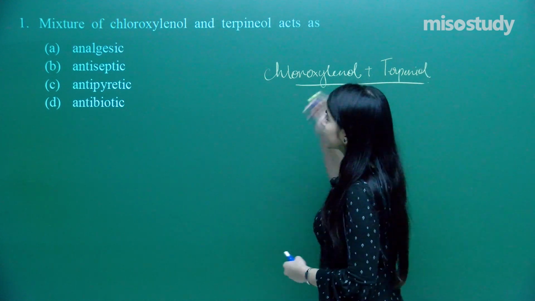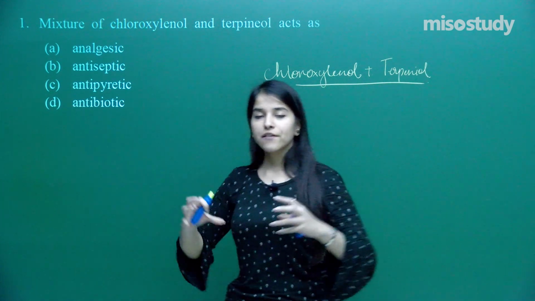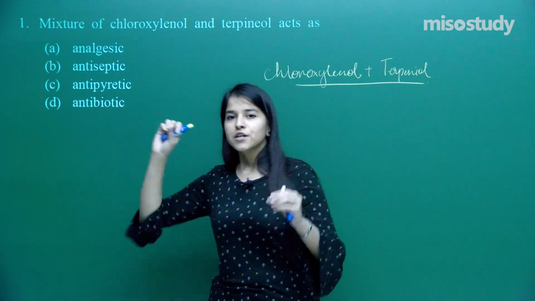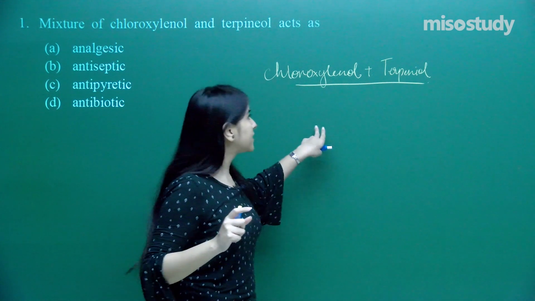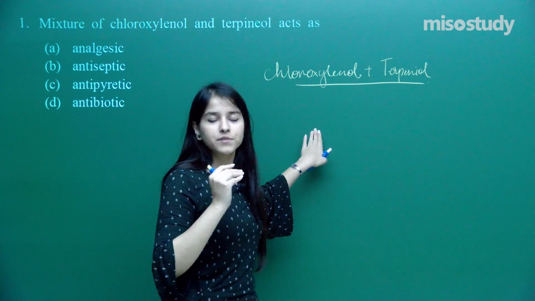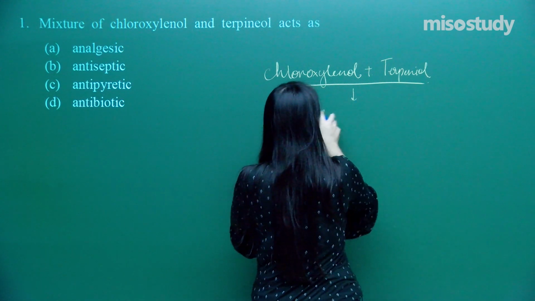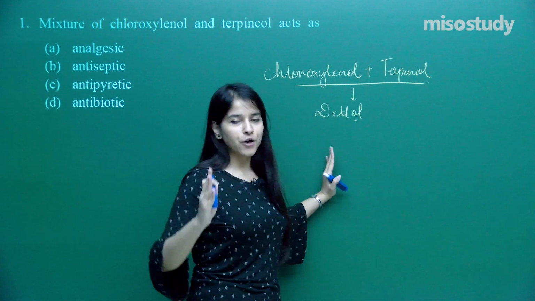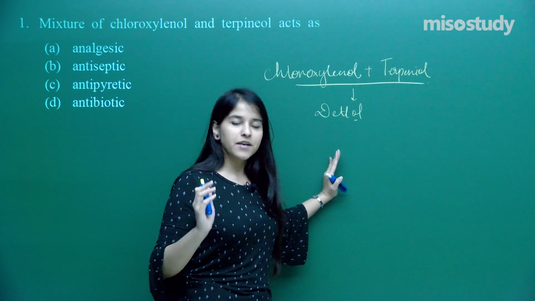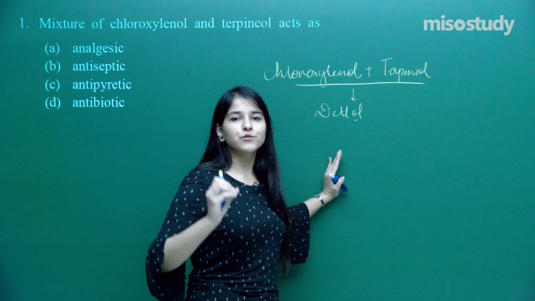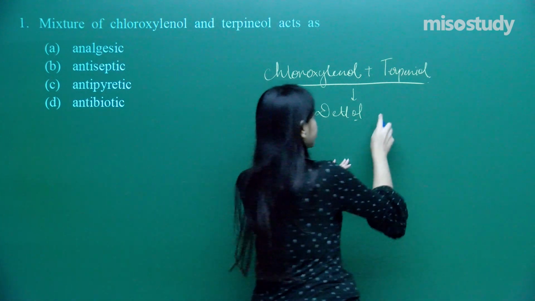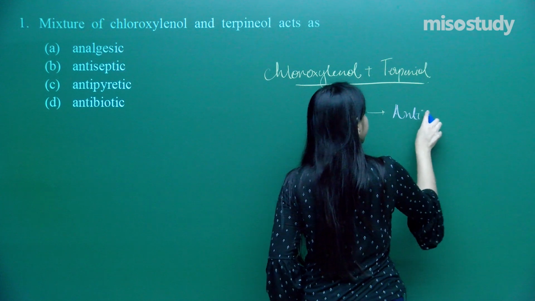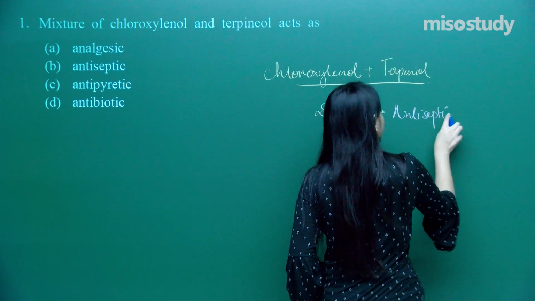So let us just draw the structures for these, and you need to have a proper mixture of the two to get out of the 4. What do we get? So I hope you remember that this is nothing but the mixture which is found in Dettol. We all know Dettol is a very, very important kind of a chemical that we use in daily life. That is an antiseptic. Yes, you are absolutely correct. That is antiseptic.